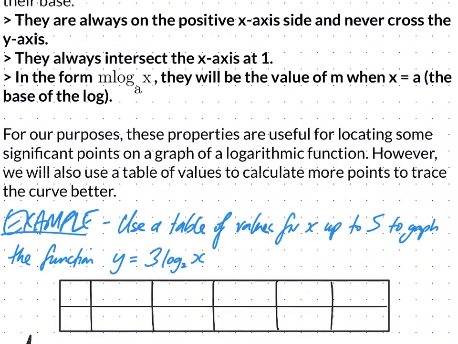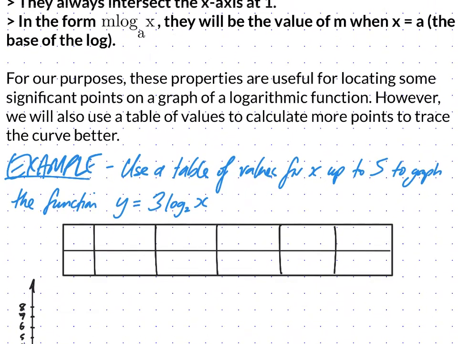So we're going to illustrate that with an example. For our purposes, these properties are useful for locating some significant points in a graph of a logarithmic function. However, we'll also use a table of values to calculate more points because those aren't enough. If we have like 2 points in a graph, that's not enough to define a curve. So we're going to use a table of values to plot at least 5.